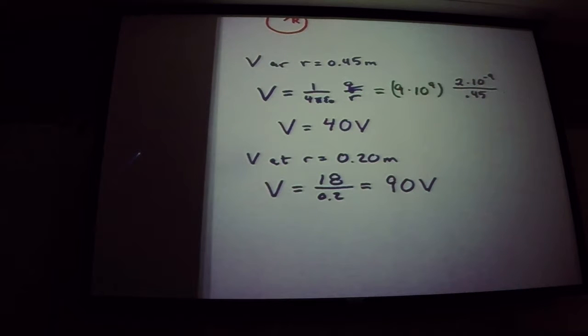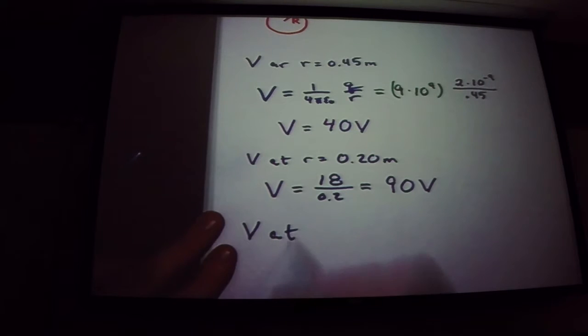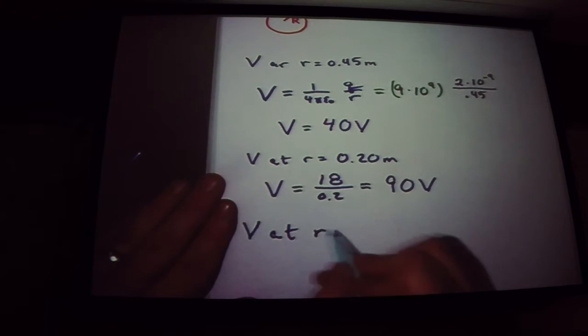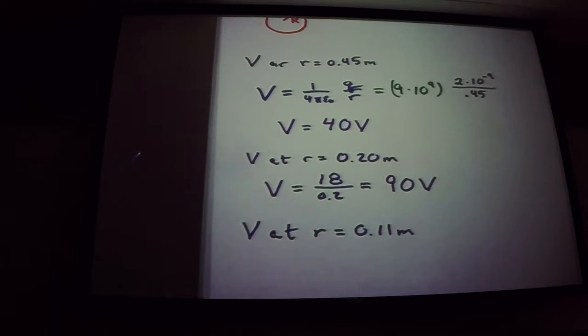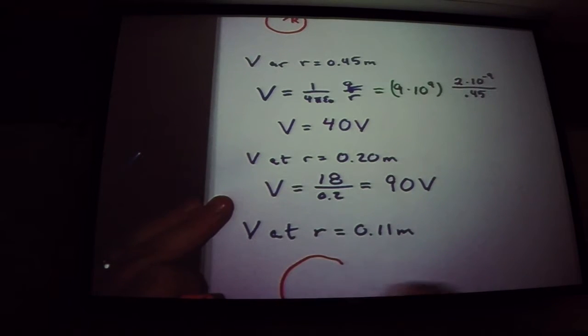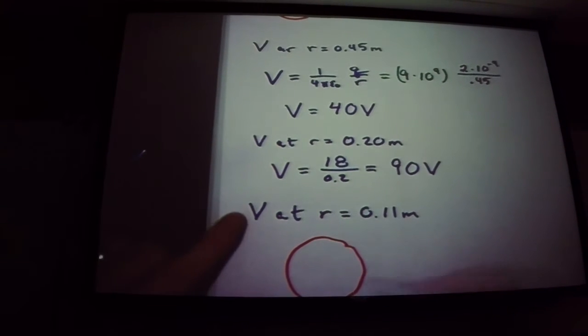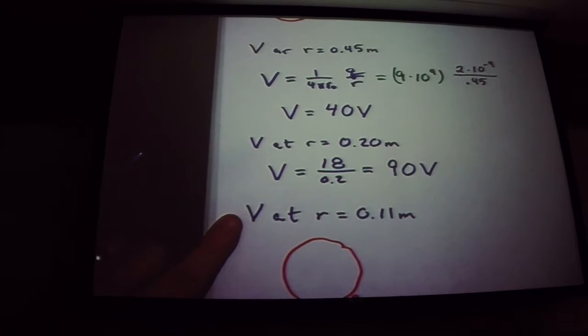Okay. Now we want V at, what was it? 11 centimeters. Actually, I don't care what it is. R equals 0.11 meters. Now we are inside the metal sphere. So in other words, at the surface of this metal sphere, the voltage is equal to 90. We calculated it because it looks like a point charge.